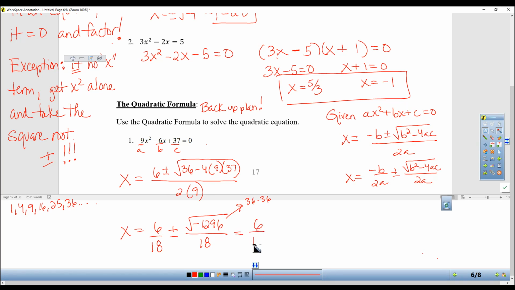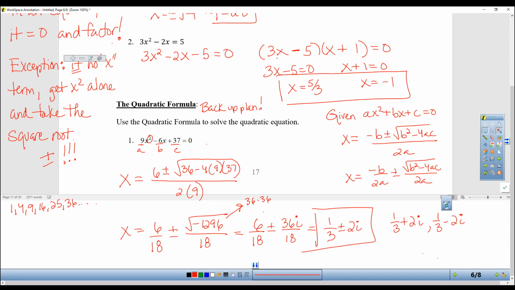So this is 6 over 18 plus or minus. So the square root of 1,296 is 36, but since there's a negative, it's 36i over 18. These do reduce differently. This is going to be 1/3, where this is going to be 2. There are two answers. The square root is what tells us that there's going to be two answers. So this is really 1/3 plus 2i, and then 1/3 minus 2i. But you're not required to write it out. I just wanted to point out that they are separate answers.